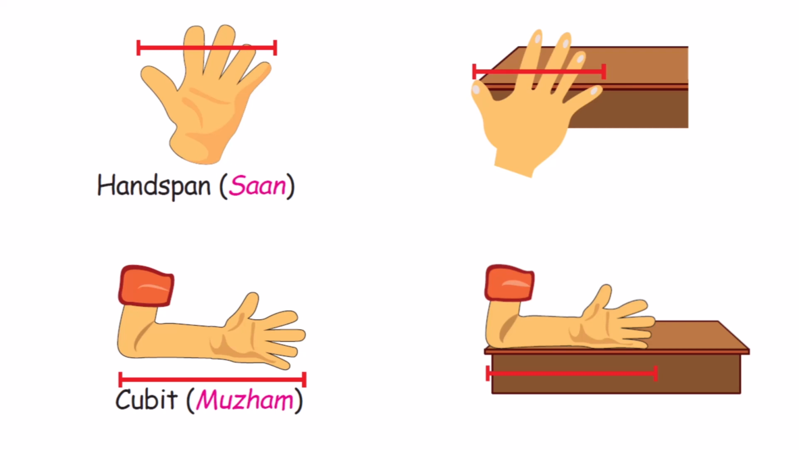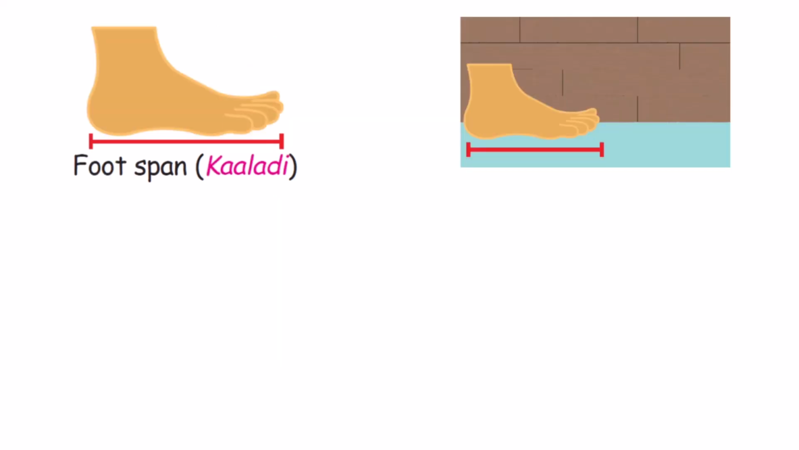Next, we are moving to footspan. What is footspan? The distance from the heel to the tip of the longest toe. See the red line? It is drawn from heel to the tip of the longest toe. That is footspan. We say footspan as kaladi in Tamil. The length of the floor is measured using footspan.